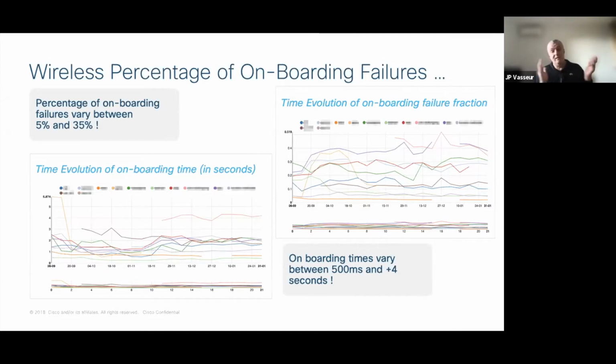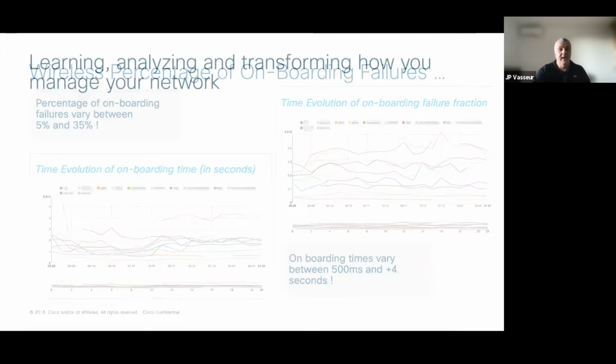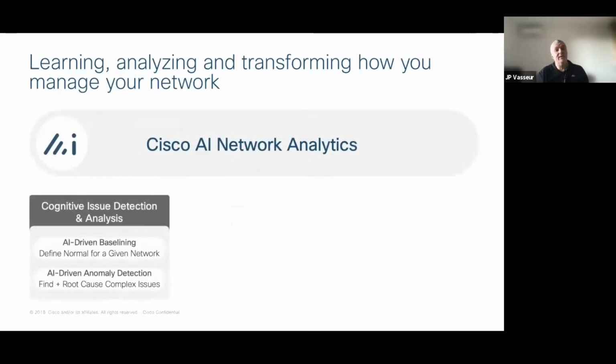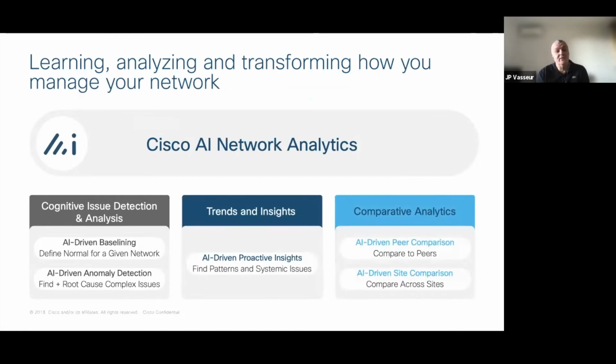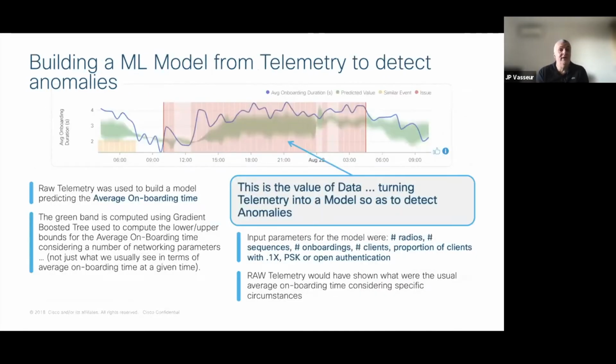Why? Well, there could be many reasons why the time to join the network is different. It could be because your authentication server is far out. It could be because of a link being congested. There could be many, many issues like that. So what you see clearly is that you cannot find a good threshold, and you need to learn. And that's exactly what we did. We came up with something called Cisco AI Network Analytics. This platform is capable of cognitive issue detection and analysis. You can use it also for trend and insights, and also for comparative analytics. So this is how machine learning was used on the platform.